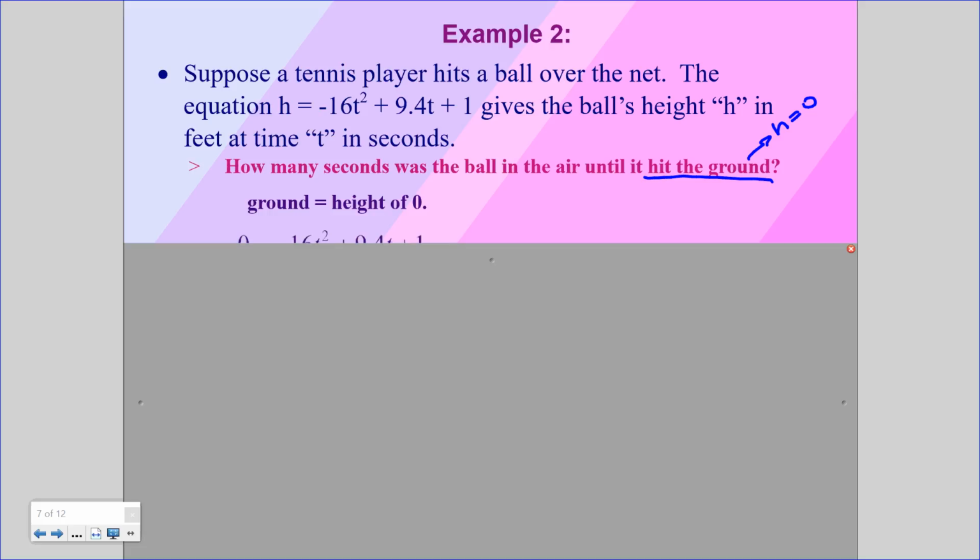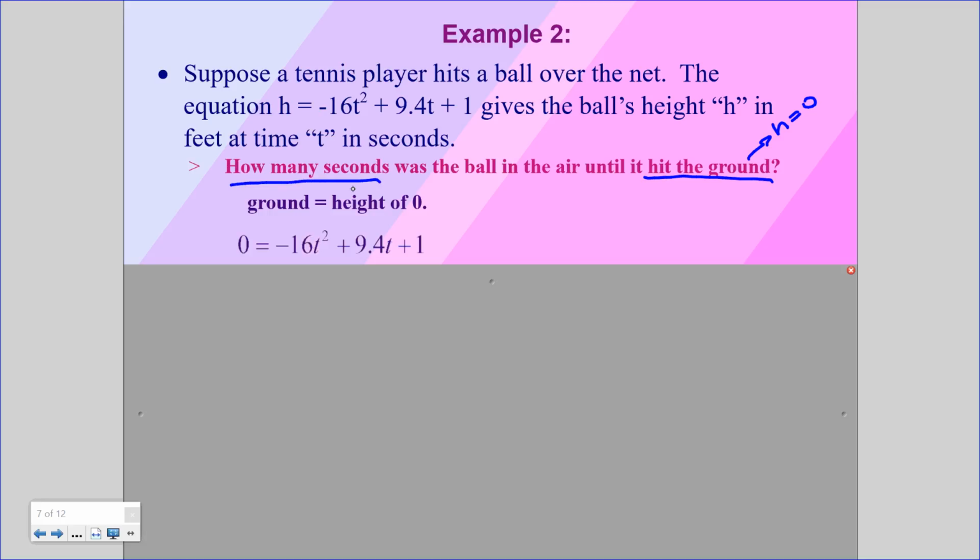So what this implies is to set your equation equal to 0 and then solve for the time. The how many seconds, that's what is t. What is your time? So set it equal to 0. And now we solve, and in this case A is negative 16, B is 9.4, and C is positive 1. That C is positive 1. So again, because of the decimal, we will jump straight to our quadratic formula.